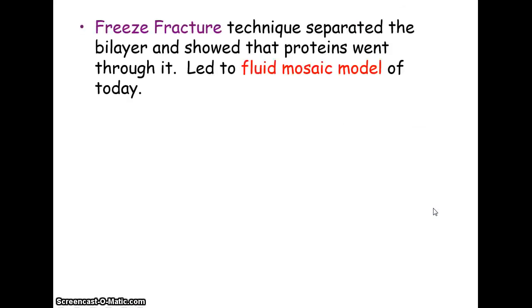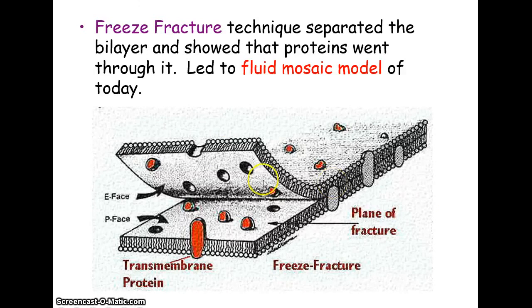So as technology improved, they were able to do a technique called freeze fracture. And that's what this is showing here. What they were able to do is cool the membrane down enough that they could then separate the bilayer. And when they did that, they were then able to see that the proteins actually were stuck in the membrane in different areas, and that's where they got the fluid mosaic model. And what that really refers to, fluid, comes from the fact that the phospholipids are actually liquid-like. They're not solid. And then a mosaic is sort of a picture made of tiles.